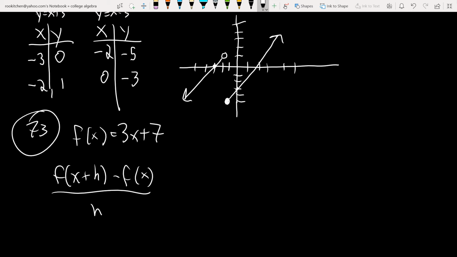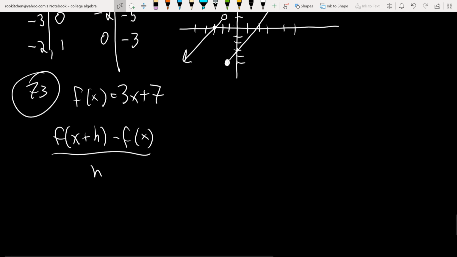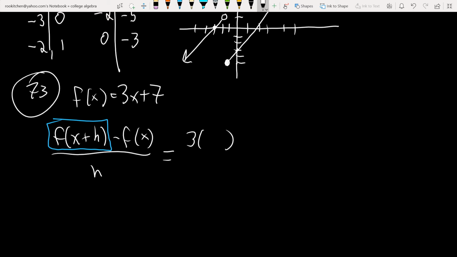It'll give us 3. Okay, so our job is kind of to prove that. This is just the slope thing, or at least give some evidence to that fact. So how do we do this? F of x plus h, this first term here, how do I get that? Well, I'm going to put x plus h in for x. So I'll have 3 times, blank plus 7, and you're putting x plus h in for x.